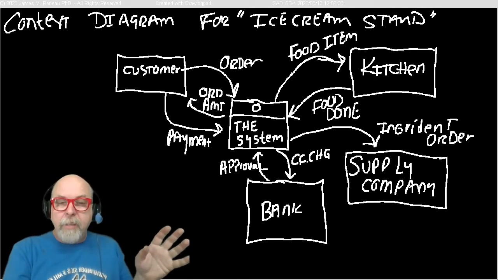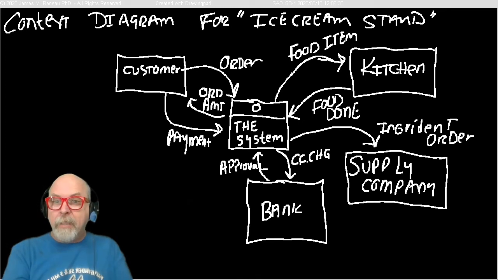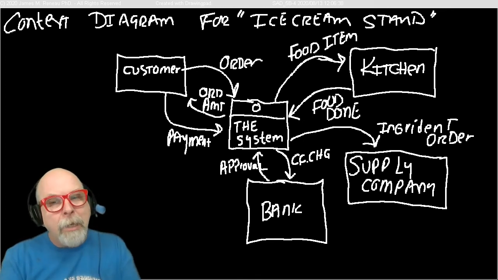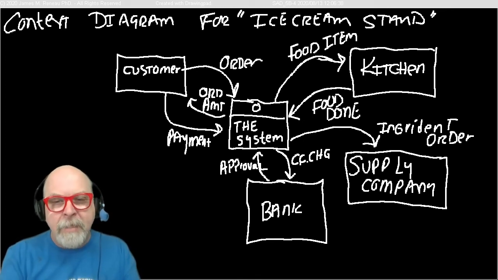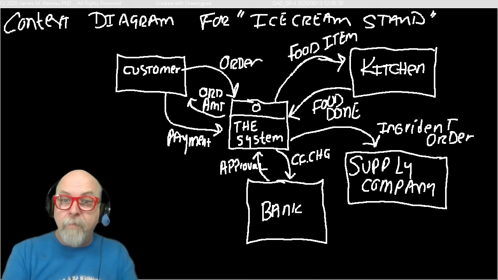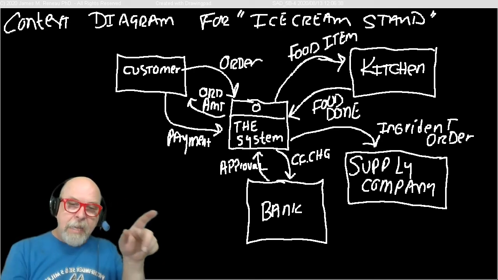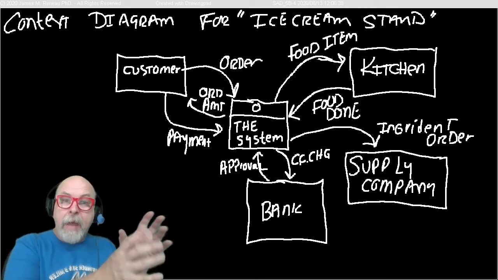So the bank would then send back an approval to the system saying, yep, his credit card's good. He can have his ice cream today. Or his credit card barfed. He can't have his ice cream today. Send him away till tomorrow. So you can see there are the data flows to the bank.